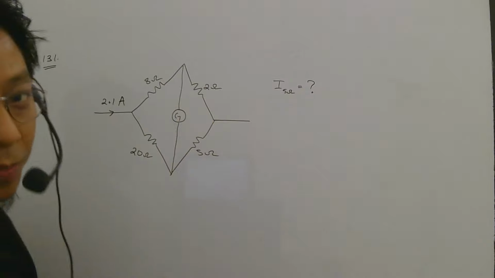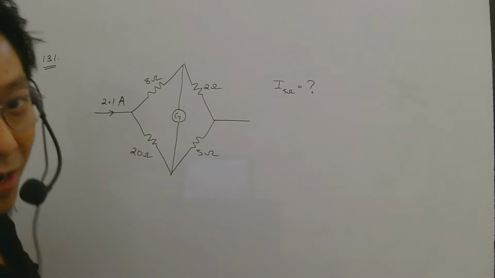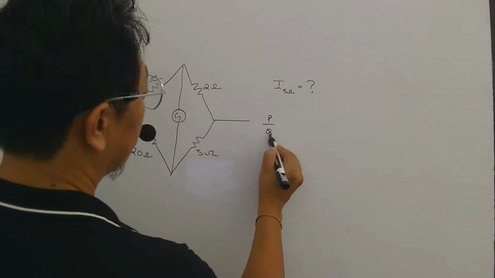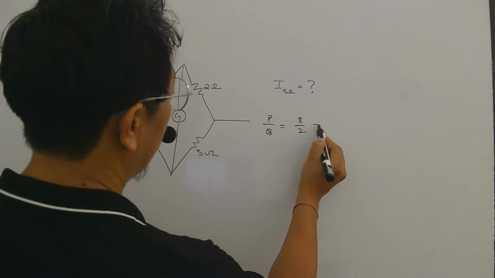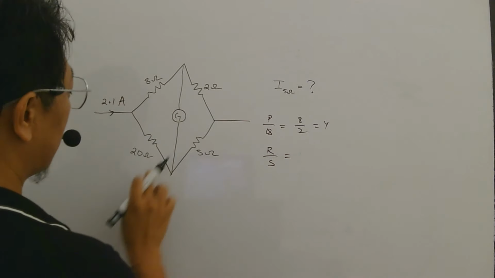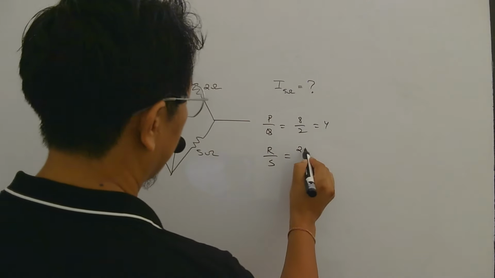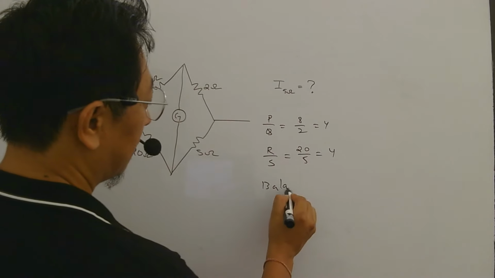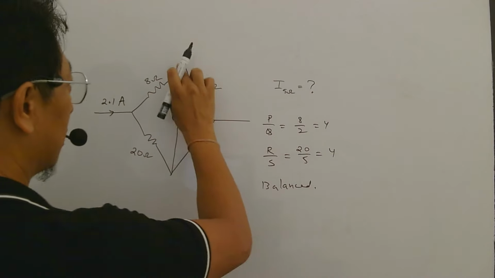This is a Wheatstone bridge, right? So first we have to check whether it is balanced or not. If you look carefully, P by Q is 8 by 2, which is 4, and R by S, this is P and this is Q, and this is R, this is S, 20 by 5 is 4. So it is balanced. And once it is balanced, no current will flow here.